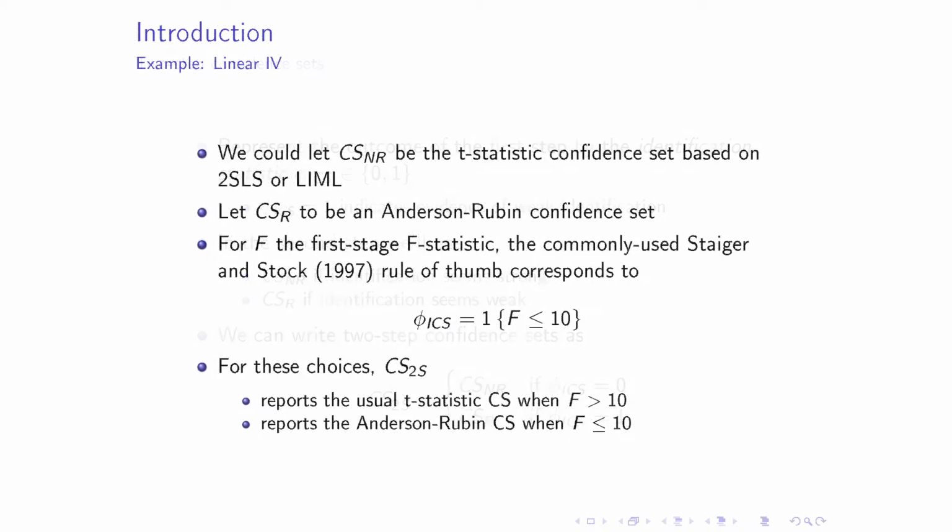To make all of this a bit more concrete, think about just a simple linear IV model. In that case, we could let the non-robust confidence set be a standard t-statistic-based confidence set using two-stage least squares or LIML, and we could let the robust confidence set be an Anderson-Rubin confidence set. In this context, if we let F be the first stage F-statistic, the commonly used Staiger and Stock rule of thumb will correspond to taking phi equal to an indicator function for the first stage F less than, for example, 10. For all of these choices, we end up with a two-step confidence set where we report the usual t-statistic confidence set if F is bigger than 10, and report an Anderson-Rubin confidence set if it's less than 10.